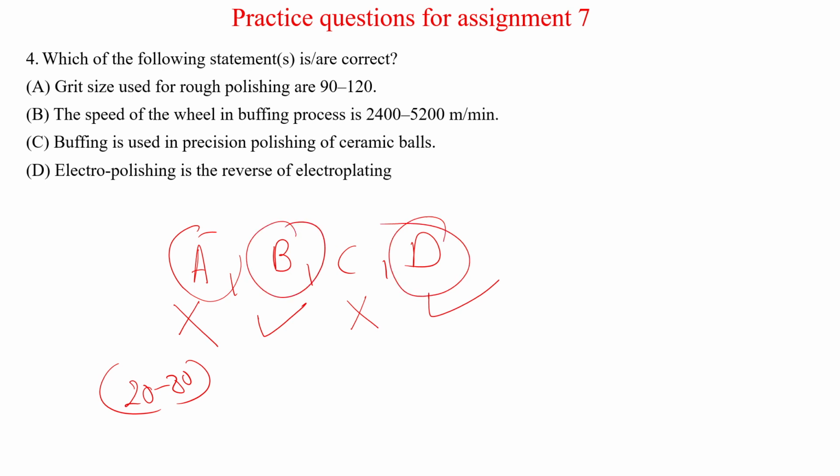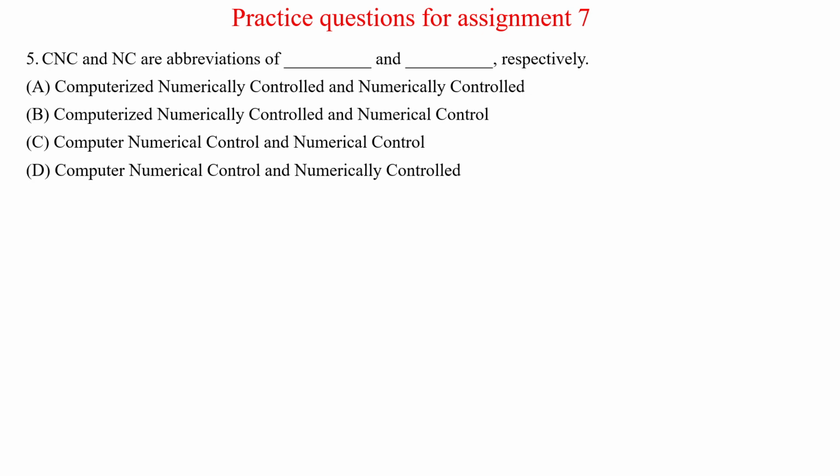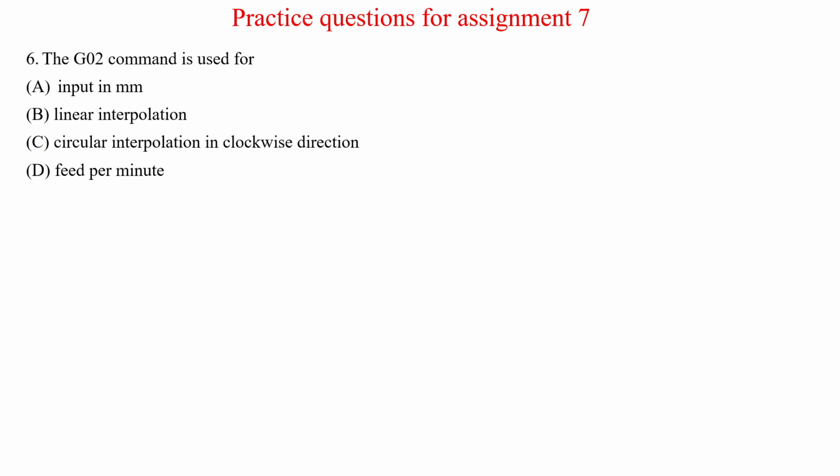Can we move to next question? Yes, sir. Okay. It is very simple. What is the full form of CNC and NC? Computer numerical control and numerical control. Okay. The answer is C. It is very simple. Next question. The G02 command is used for? Circular interpolation clockwise. Okay, C.